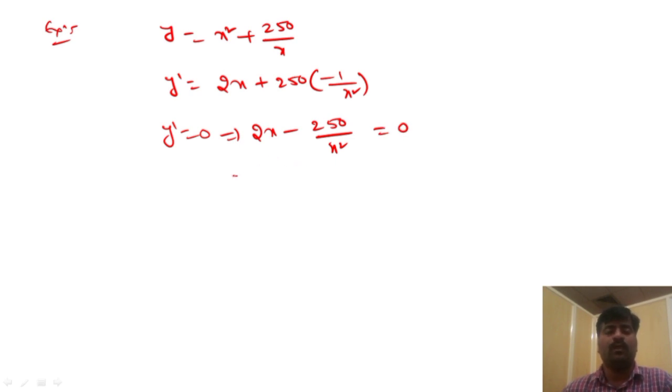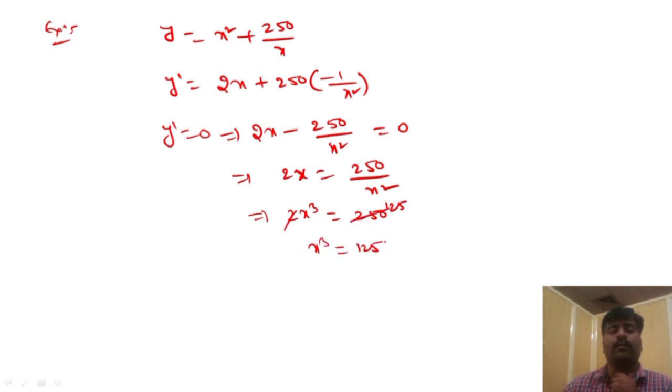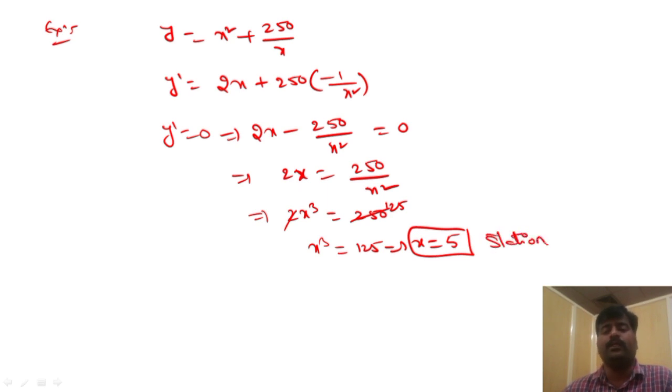So 2x = 250/x², so this will be 2x³ = 250. This is x³ = 125, which means x = 5. Writing 125 as 5³, therefore x = 5. This is the stationary point, obtained by equating y' to 0.